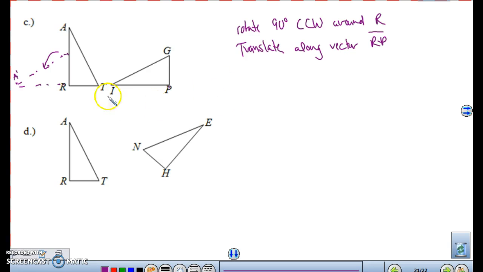And we could do that. Now, could we do that in reverse? What if we translate it first and then rotate? Yeah, you could. That would be another way of doing it. All right.